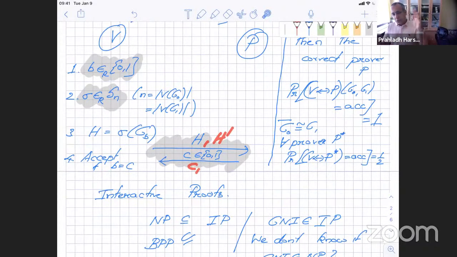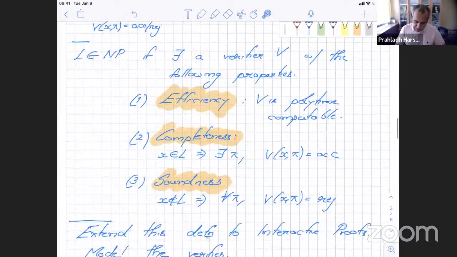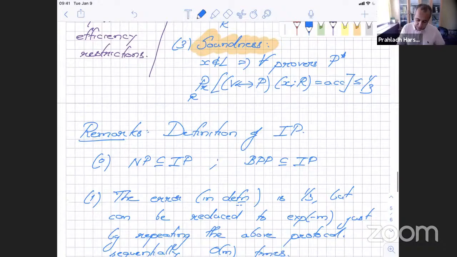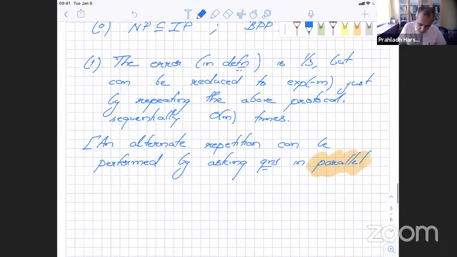So the total length of the transcripts remains unchanged, but the number of rounds is as before. It doesn't increase based on repetition. You can show that this also works, this also reduces error, but this requires a proof, and it is something we will not assume.